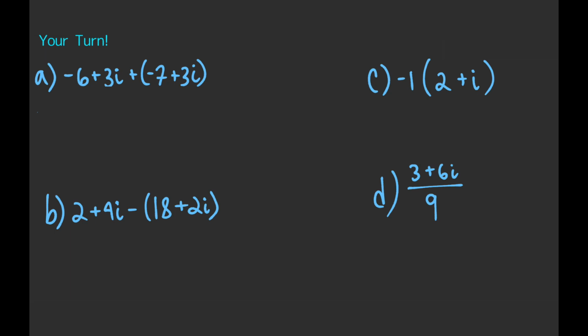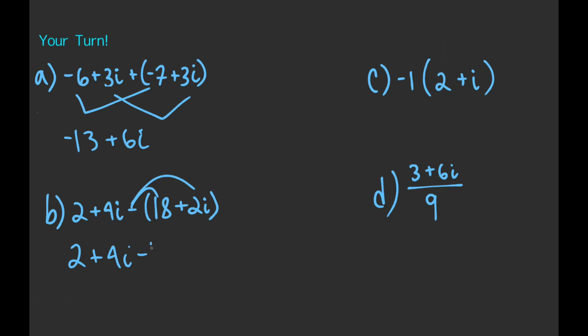For example A, we're going to add this together by combining like terms first. -6 plus -7, which is -13, and 3i plus 3i, which is 6i. For example B, we're going to subtract. So we first have to distribute our negative to the 18 and positive 2i. When we write it, we will have 2 plus 4i minus 18 minus 2i. Then we will combine our like terms, and we will get -16 minus 2i.